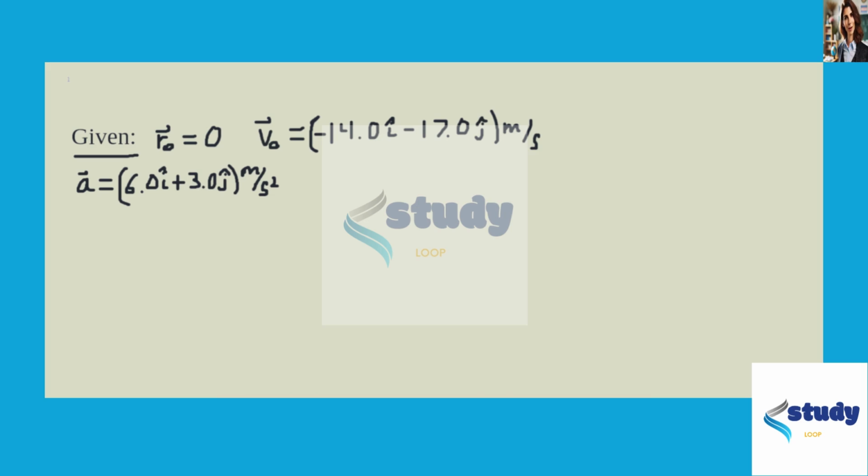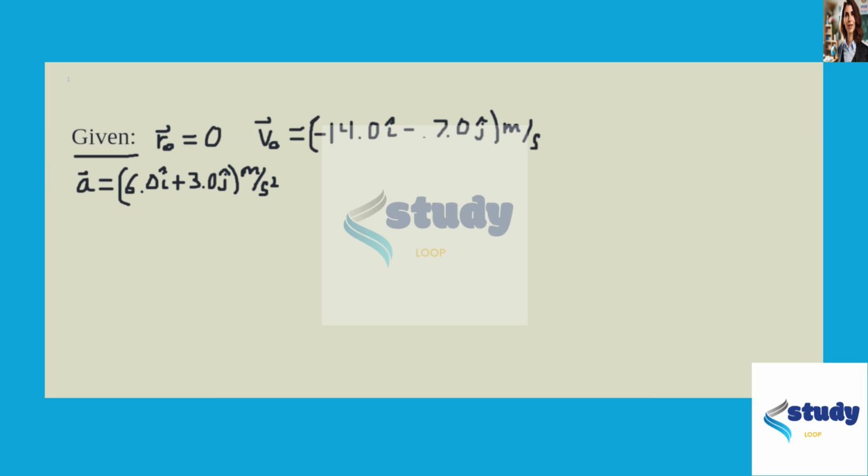Okay, so I wrote down what we were given here. We were given that the initial position is at the origin, so r of 0 here is equal to 0 for all components. V of 0, our initial velocity, is equal to minus 14 i hat minus 7 j hat meters per second. Sorry, I wrote minus 17 at first, but it's minus 7. And then a is equal to 6.0 i hat plus 3.0 j hat meters per second squared.